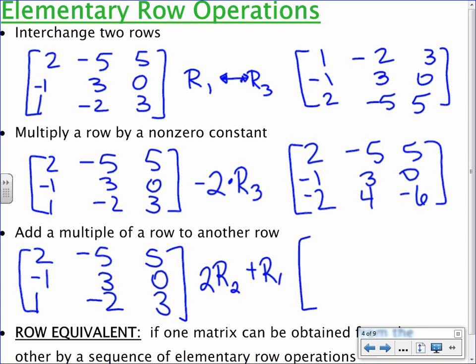So when I multiply this second row by 2 and add it to 1, what do I get here? 0. 3 times 2 plus -5. 0 times 2 plus 5. And then everything else can stay the same. Okay. So we can take a row and multiply it by something and add it to another row. You can multiply by 1 and add them together, that doesn't matter.